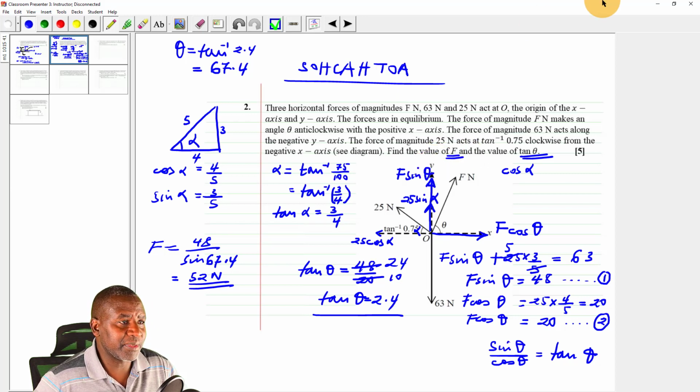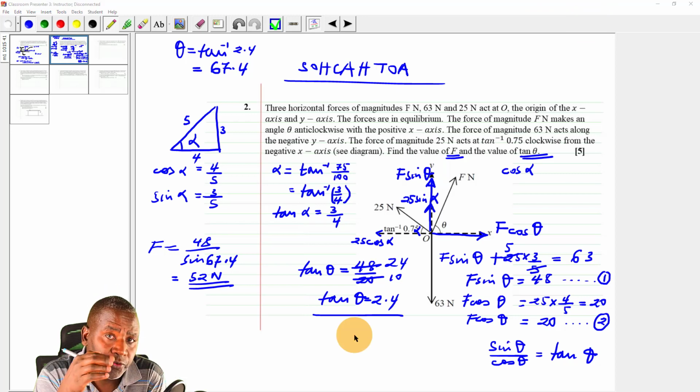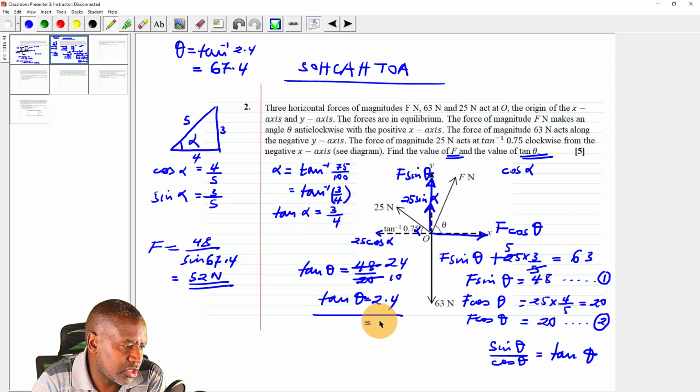Let's go to question number 3. Now, before you go to question 3, I'd like to point out that this one can be simplified further, in the sense that 24 over 10 can be simplified into 12 over 5. So the answer can as well be tan theta is equal to 12 over 5, because if we draw this right angled triangle, and I'd like you to understand why we are doing this.